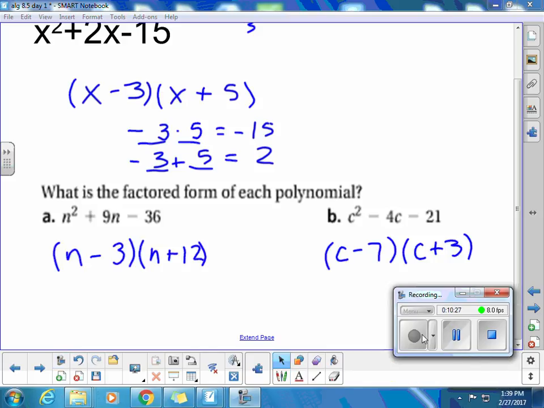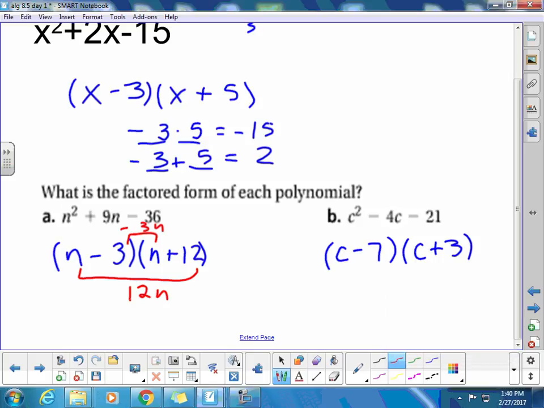All right, the first one you should have n minus 3 and n plus 12 because this gives me a 12n. This gives me minus 3n. So 12 minus 3 is 9. And this one, we have here a 3c, and here is a negative 7c, and those add together to give me negative 4c. So my middle terms are right. So those are my factors.